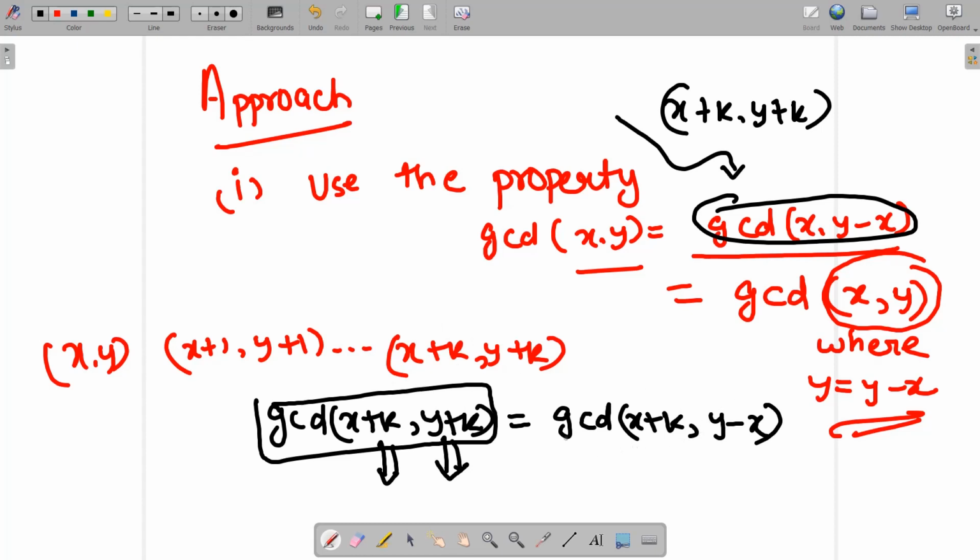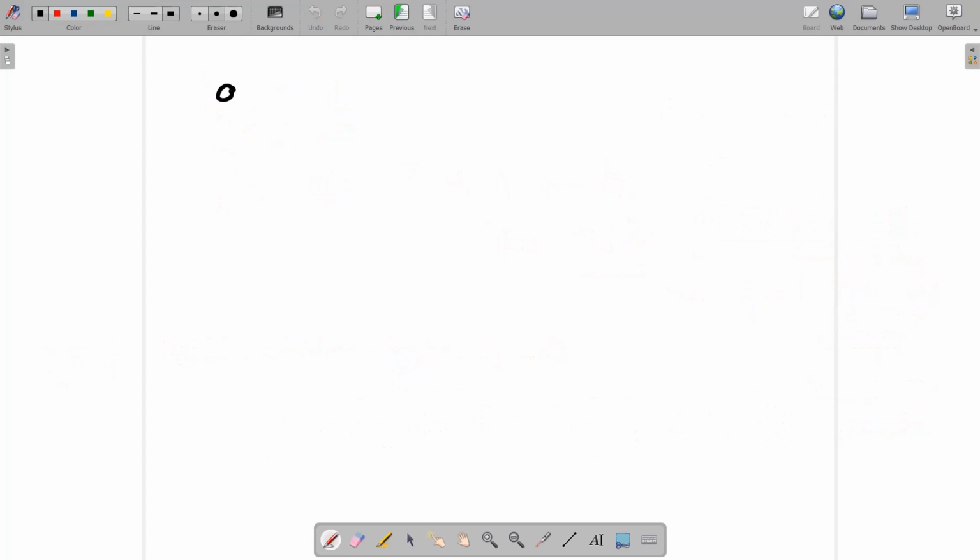Okay, now here if you use the property of GCD, the statement GCD of x plus k comma y plus k is transformed into this statement, GCD of x plus k comma y minus x. Now you can see the k, which is the only unknown, is present in only this one part. Now it becomes easy to calculate the length of the longest chain. So let's try to move forward with this statement, GCD of x plus k comma y minus x.